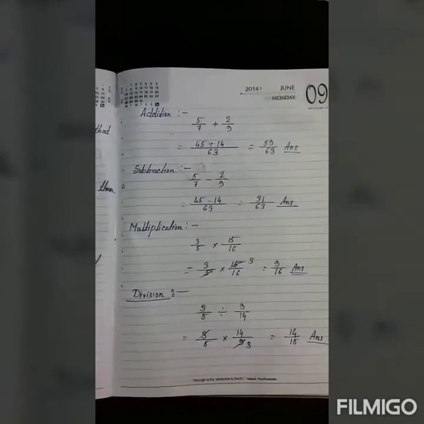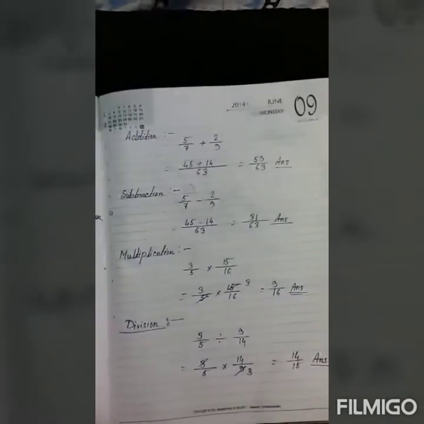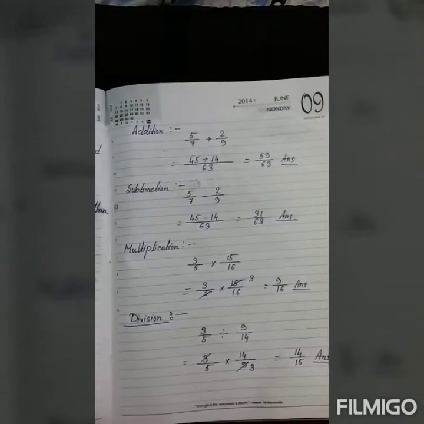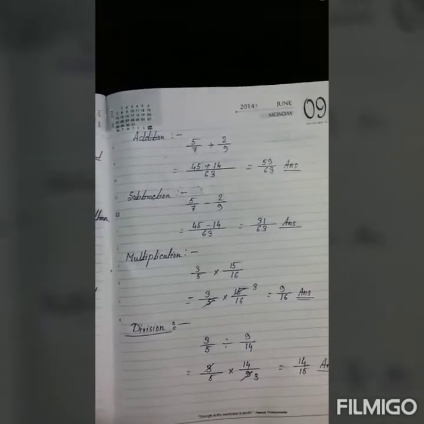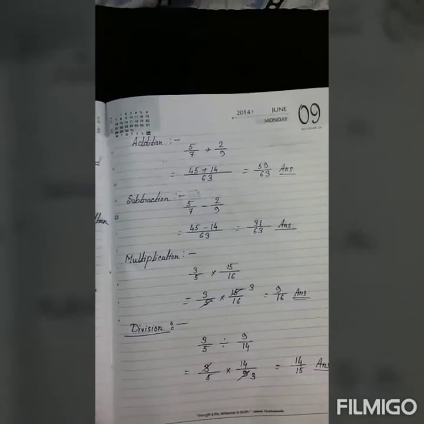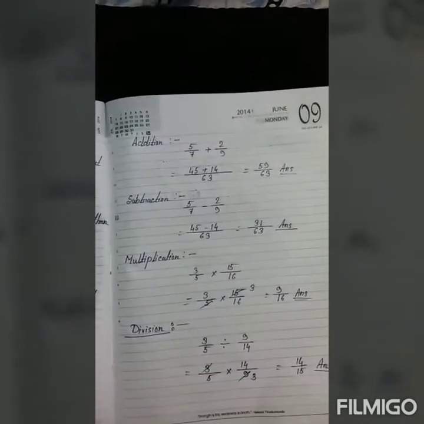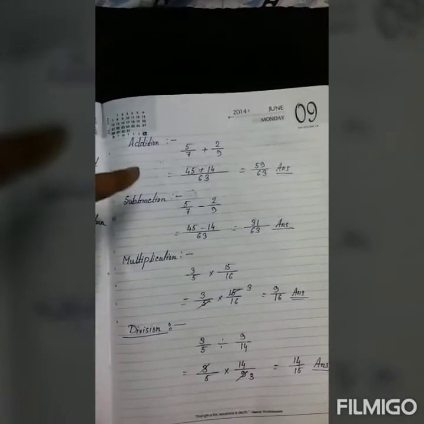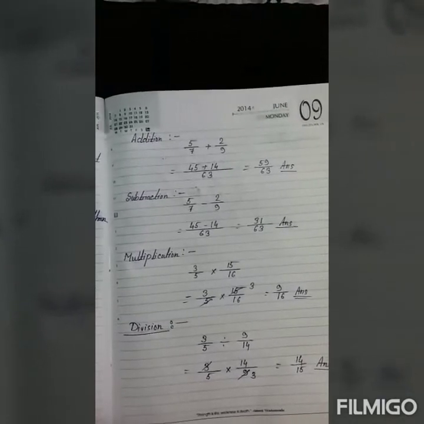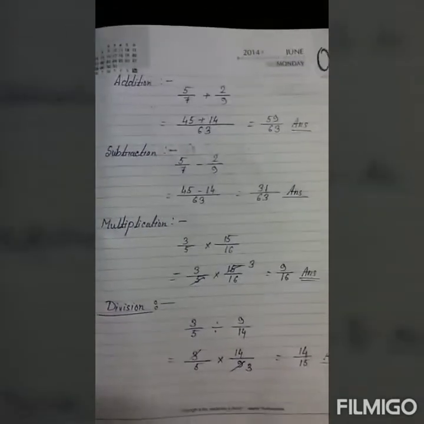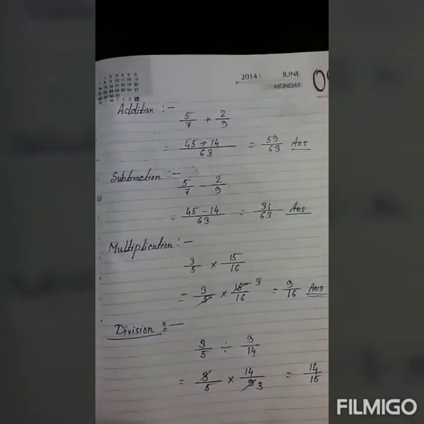The addition: 5 by 7, this is a positive rational number, plus 2 by 9, this is also a positive rational number. Look, in the addition rule, you have to take the two denominators first and find their LCM. What is the LCM of 7 and 9? You know that this is 63. The LCM of 7 and 9 is 63.